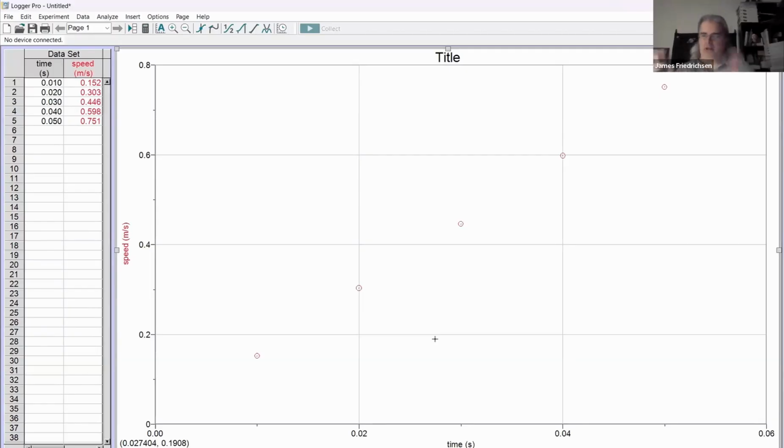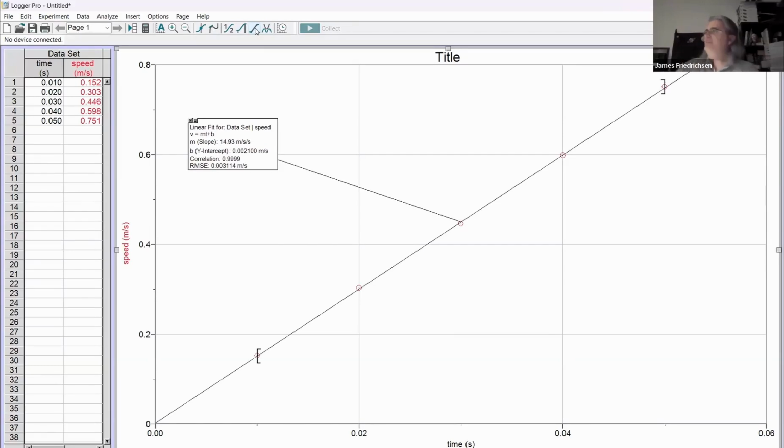Then what we need is our best fit line. We get options up here, and this one here is the linear fit button. We don't necessarily want the curve fit button. We want the next one over, the linear fit button. If we click that, it should do the best fit line.